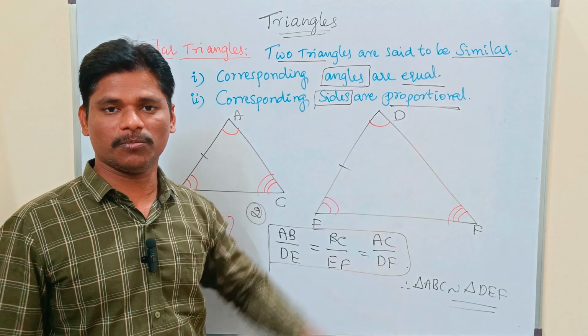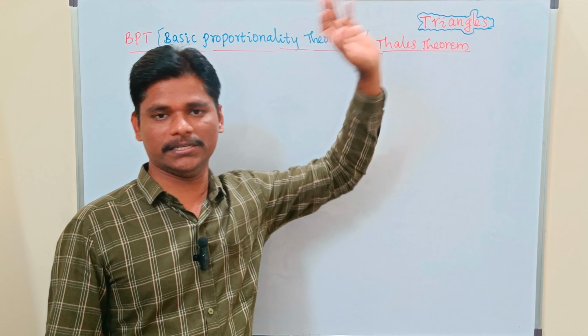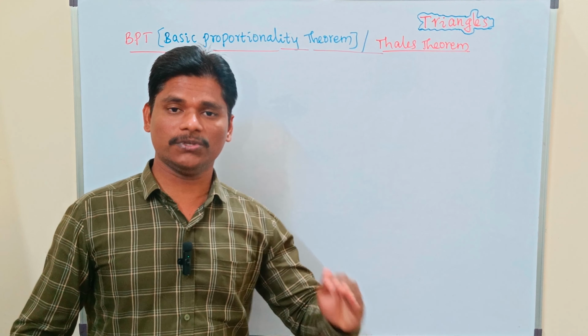Basic proportionality theorem. It is another name for Thales theorem. It is related to the subconcept of the triangles. This is a very important theorem, the basic proportionality theorem.